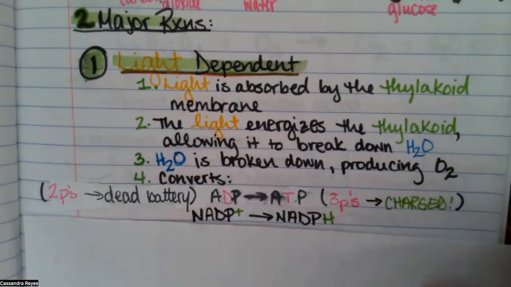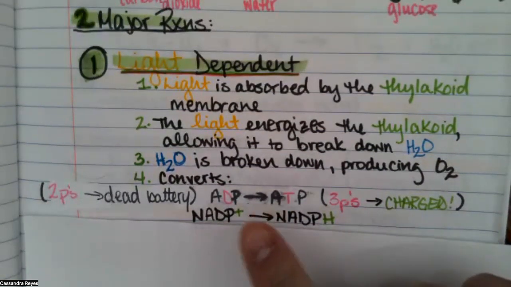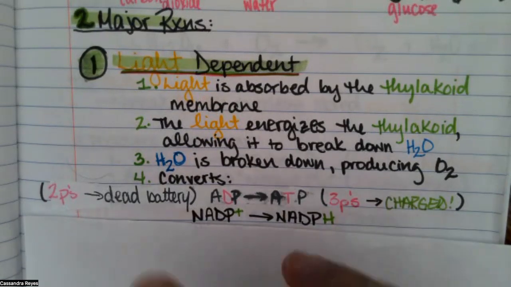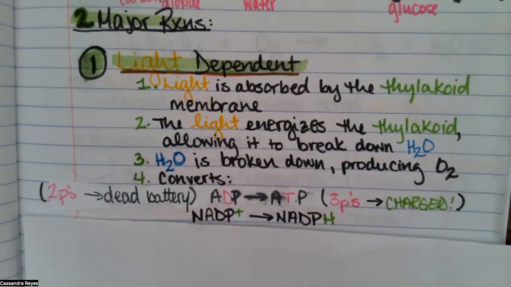Now, the other form of energy that we can also receive is this stuff called NADP plus and NADPH. Both of these are acting like a battery. This one on the left, just like ADP, is going to act like a dead battery. And this one on the right is going to act like a charged battery, period. So if you need to, go ahead and stop the video.